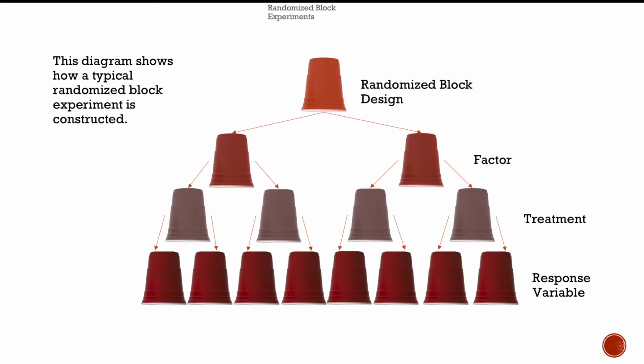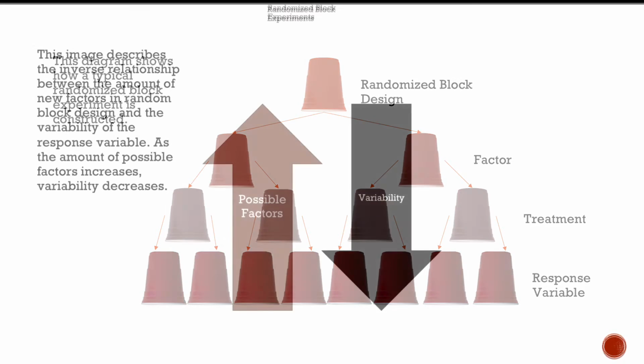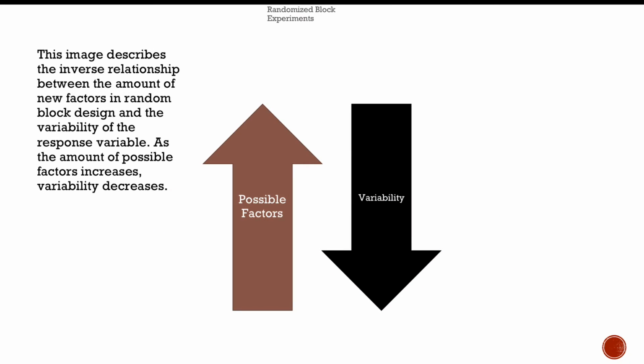This diagram illustrates the procedure of a typical randomized block experiment. When conducting a randomized block experiment, one should account for any potential factors that will influence the response variable. As seen in the image, as the amount of possible factors increases, variability decreases. This is because we have less unknown factors contributing to the skewness of the response variable, so the results are more precise. Adding multiple factors to the design allows there to be blocks within a block.